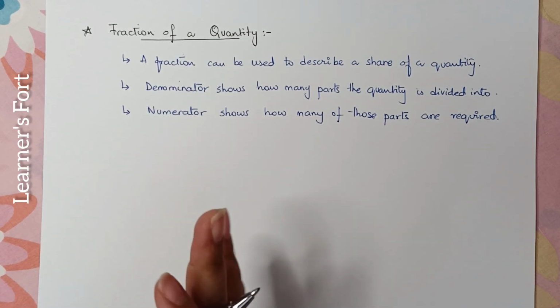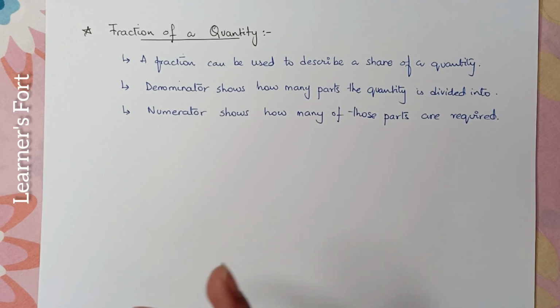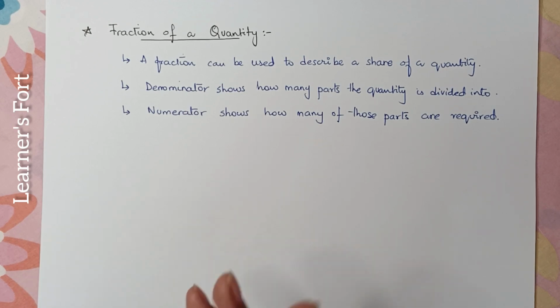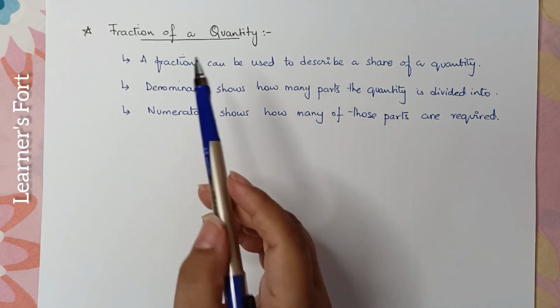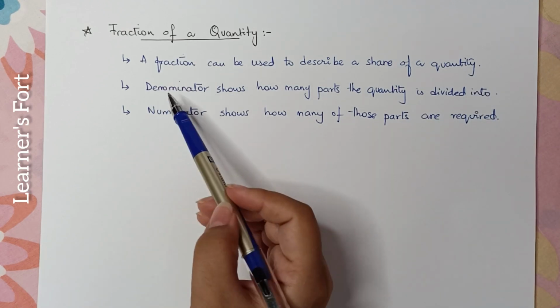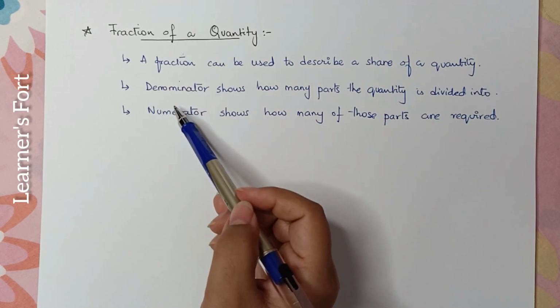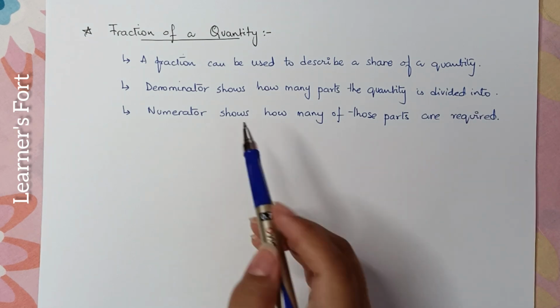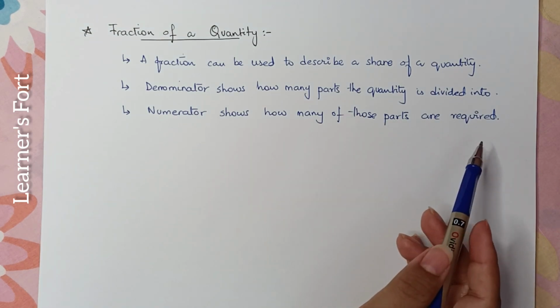Now we know that a fraction can be a share of a quantity. It can be a part of something, like a part of the whole, as I told you earlier, right? So a fraction can be used to describe a share of a quantity. The denominator shows how many parts the quantity is divided into, and the numerator shows how many of those parts are required.